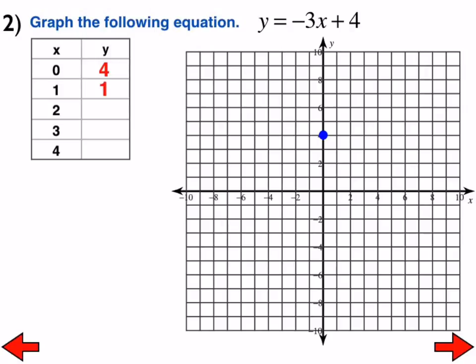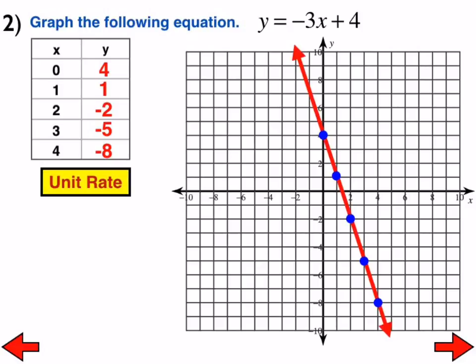Plot your ordered pairs. And draw your line all the way through the coordinate plane. All right, when x is 2, y, of course, is negative 2. When x is 3, y is negative 5. When x is 4, y is negative 8. We draw our line all the way through the coordinate plane, and that's what your graph should look like.